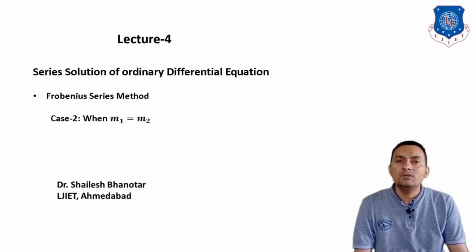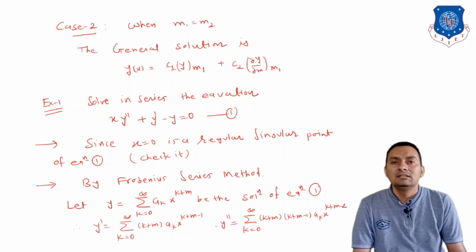In this video we are going to discuss the series solution of an ordinary differential equation with the Frobenius series method, in particular when the indicial roots of the indicial equation are both equal, or we can say both are repeated. So in that case what will its general solution be? That we are going to discuss in this video. So let us start with the first.